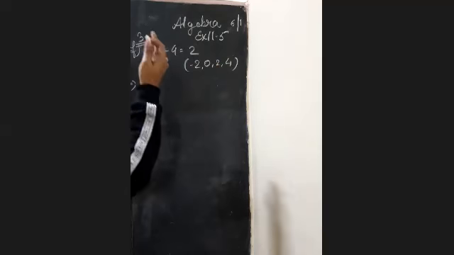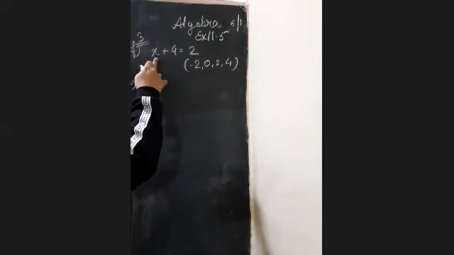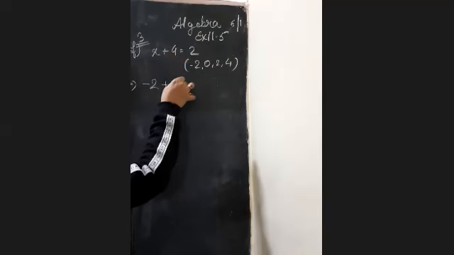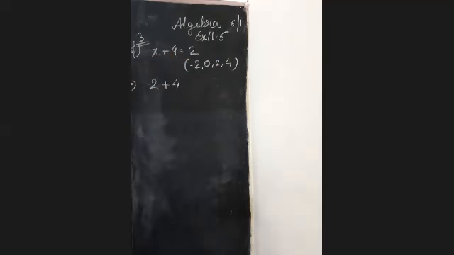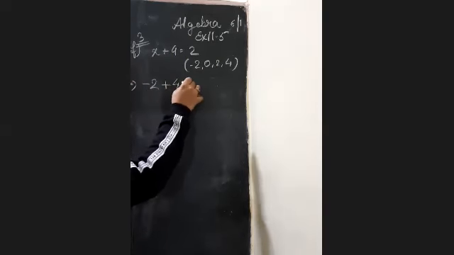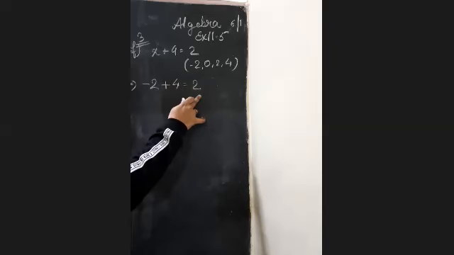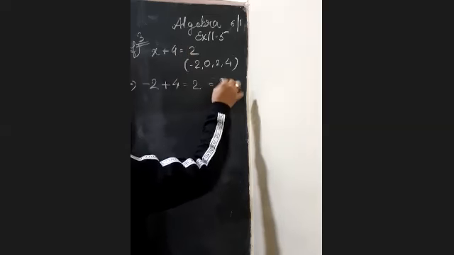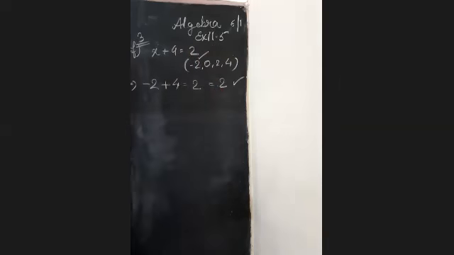I am putting in place of x, because x is unknown here. I put -2, plus 4. I am taking LHS only and I have to check whether RHS is coming or not. Now when you solve it, -2 plus 4 will give us 2. What should it be? 2. It means this solution is correct. This value is correct. Now let us put other values.